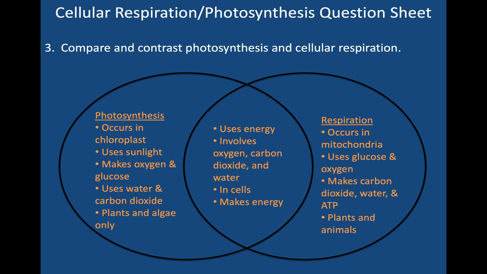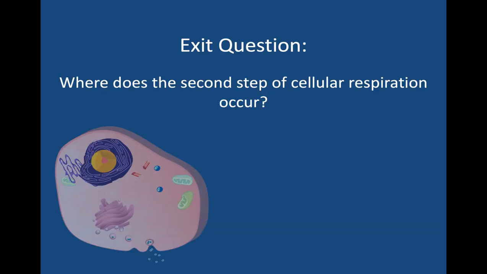Photosynthesis occurs in the chloroplast. It uses sunlight. It makes oxygen and glucose. It uses water and carbon dioxide, and plants and algae are the only ones that do this. So, last question. Where does the second step of cellular respiration occur?